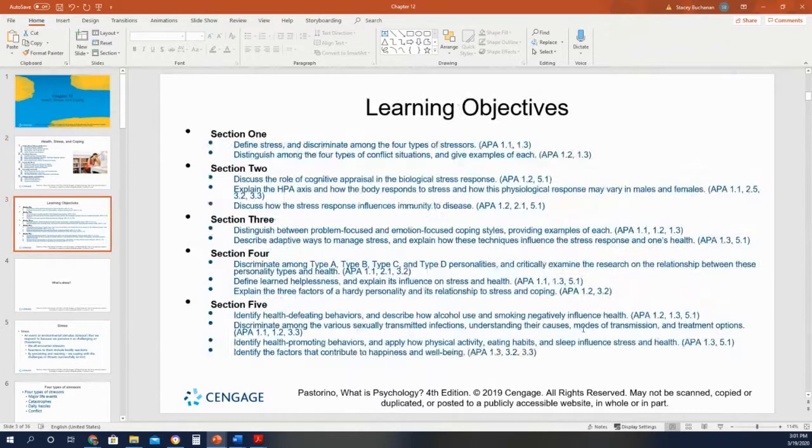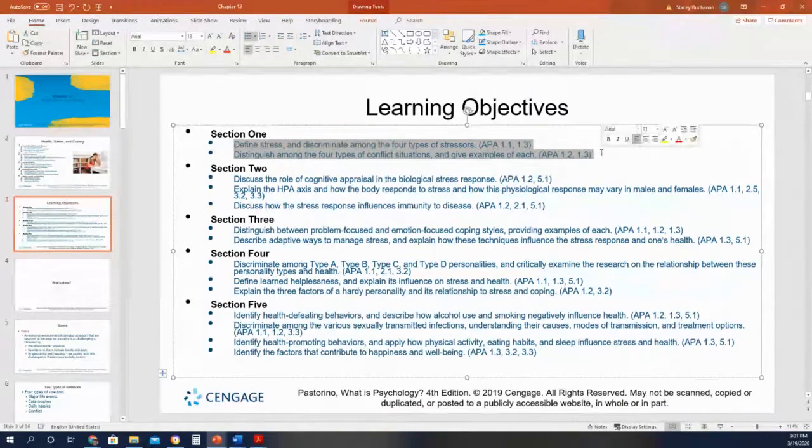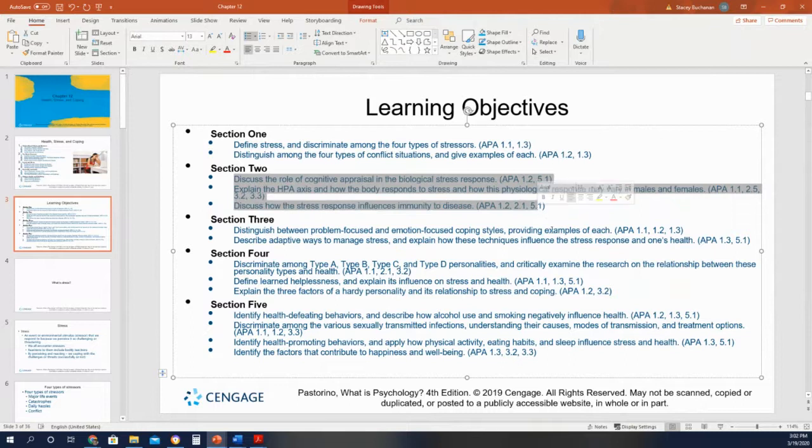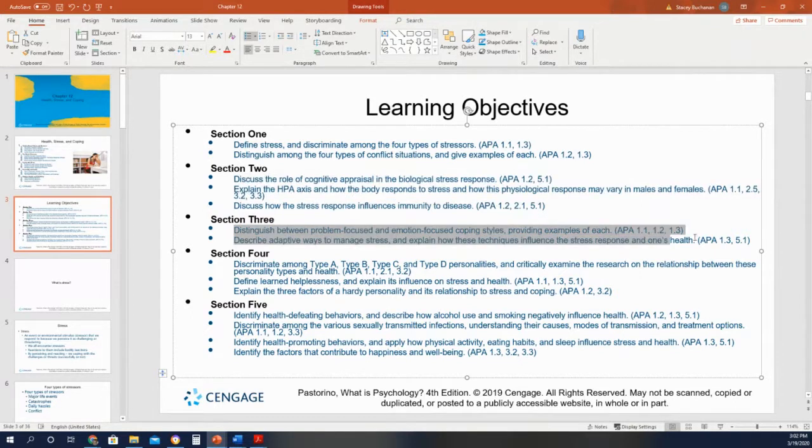So, we'll look at the learning objectives real quick. We're going to define stress and then look at the four types of stressors, and then the 4 types of conflict situations. And then section 2 is going to focus in on cognitive appraisal, so how our thought processes and our biological stress response. And then section 3, we're going to distinguish the coping styles. The 2 specific coping styles are problem-focused and emotion-focused coping styles, and then adaptive ways you can manage stress.